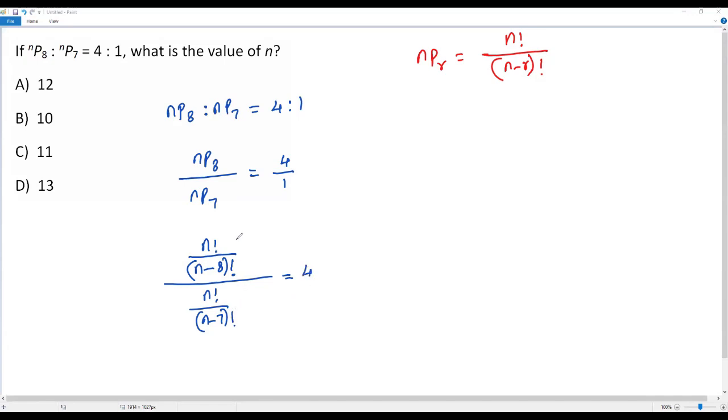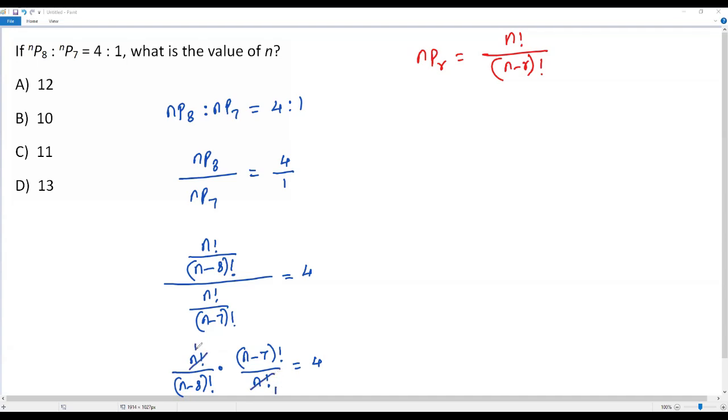Now what we can do is write the fraction in the numerator as it is, that is n factorial divided by (n minus 8) factorial. And let me change this division as multiplication. When I change this division as multiplication, I have to take the reciprocal, so I am getting (n minus 7) factorial divided by n factorial equals 4. Here this n factorial will cancel.